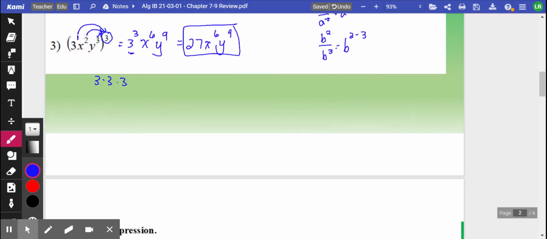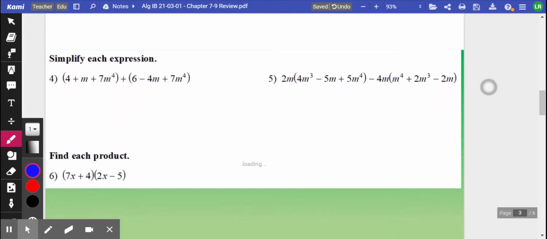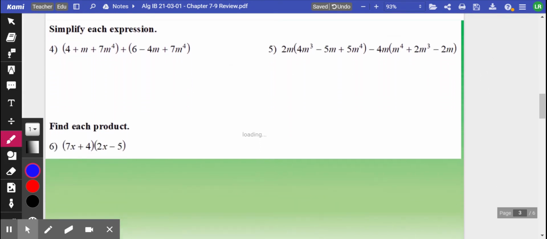All right, let's go on to the next section. Simplifying expressions. I'd like you to pause the video and complete these 3 problems. All right.